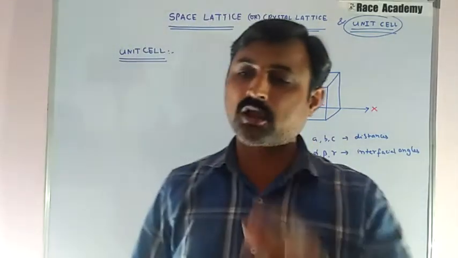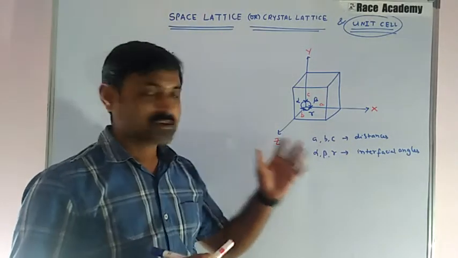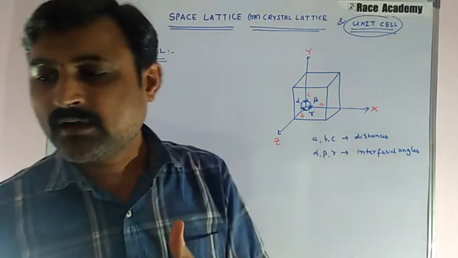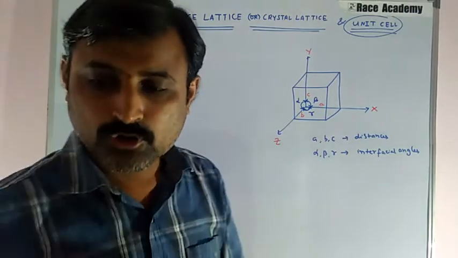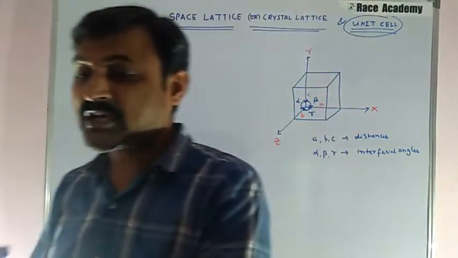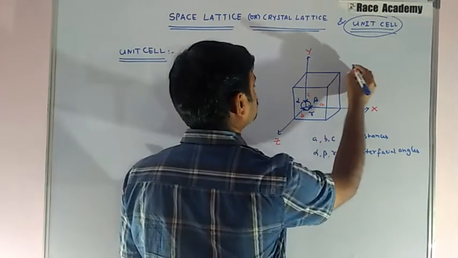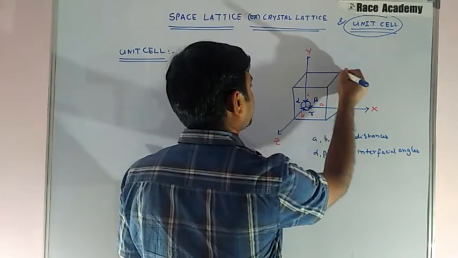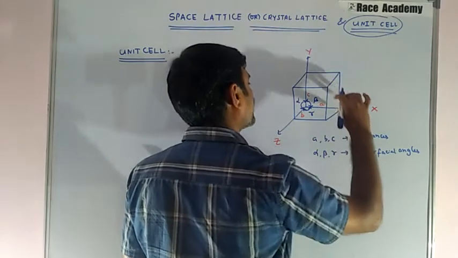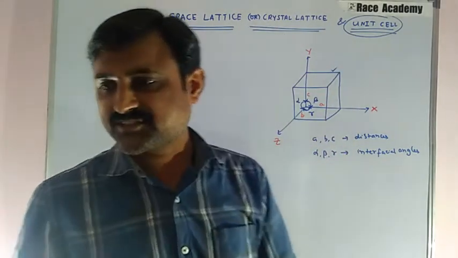First you have to talk about the crystallographic axes. What are crystallographic axes? X, Y, Z axes. The lines drawn parallel to the intersection of any three faces of the unit cell, which do not lie in the same plane, are called crystallographic axes. For example, just observe this line or A line, this line is parallel to the x-axis.